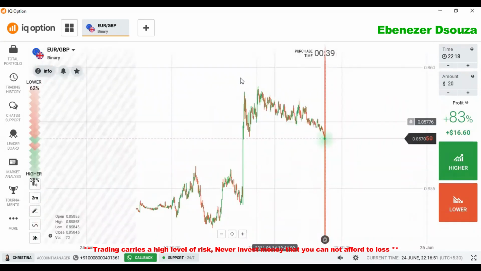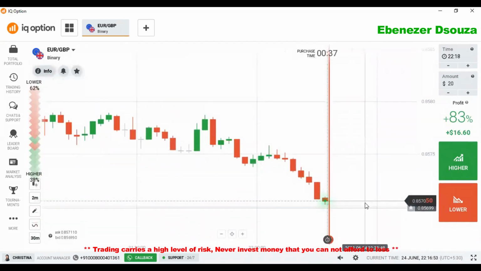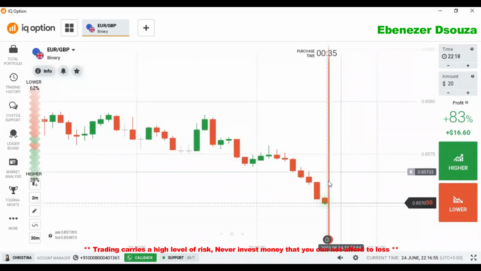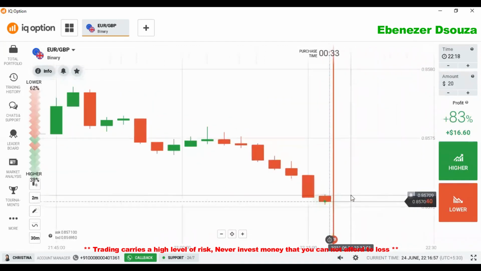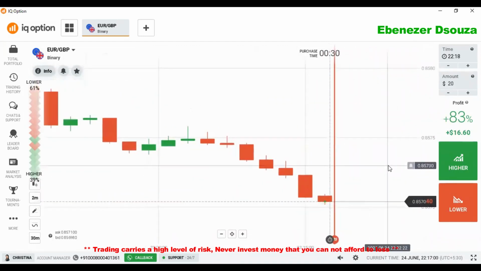So this market is very good, a strong downtrend and a strong momentum too. And this candle is a very strong candle without lower rejection.